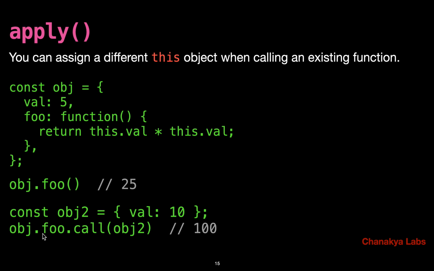So right when I'm calling it, rather than directly calling, I will call it with obj2 as the first argument. Then the attached this will be obj2, and now this.val is 10. Even while this function is running, the attached this.val is going to be 10 rather than 5, and that's why the answer is going to be 100 in this case.